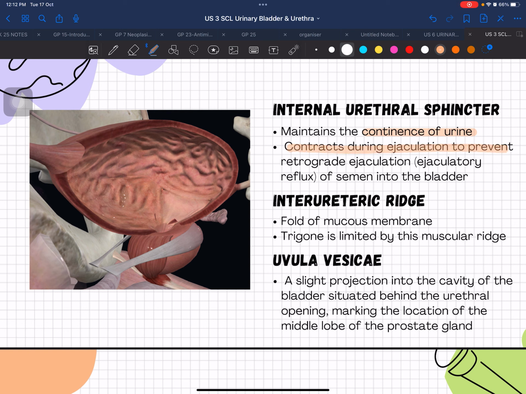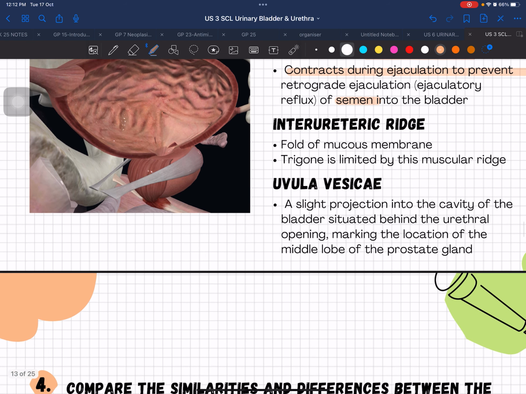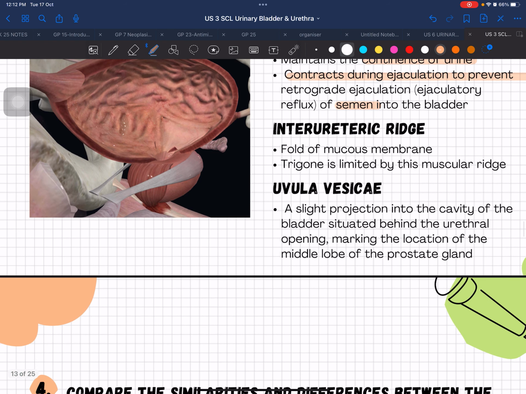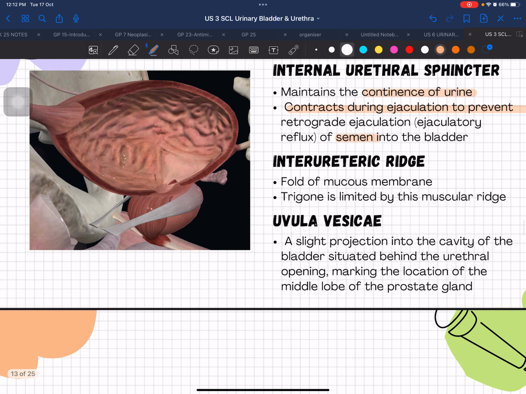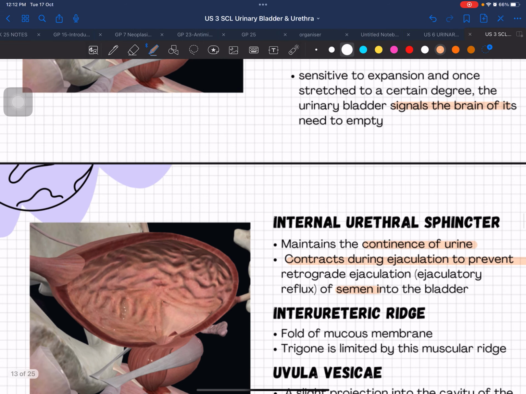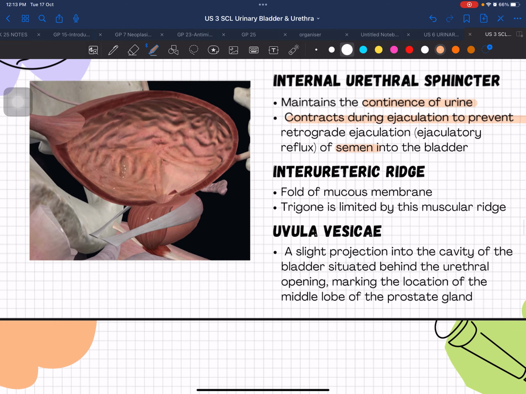And then the interureteric ridge is actually the upper part of the trigone muscle. So it is full of mucous membrane. And then the trigone basically forms a boundary where the area of the trigone muscle ends. Then lastly is the uvula vesicae, but it is kind of masked by the prostate gland. It's actually located in the middle lobe of the prostate gland, and it's a slight projection. Yeah, that's all.